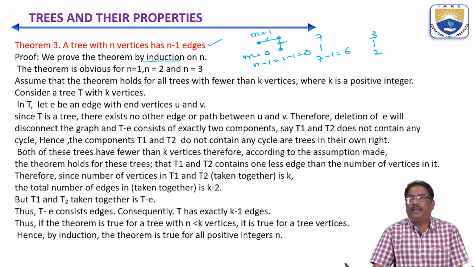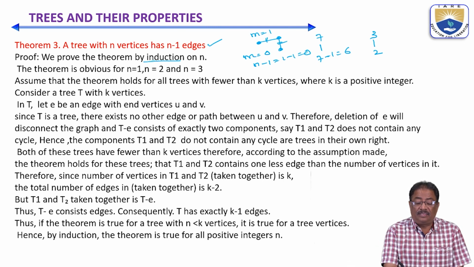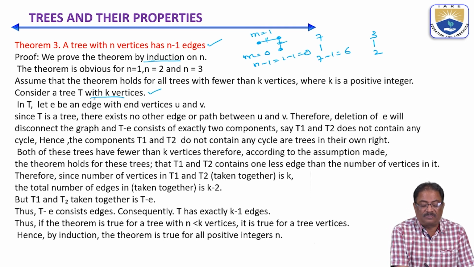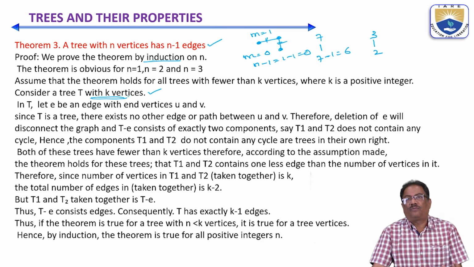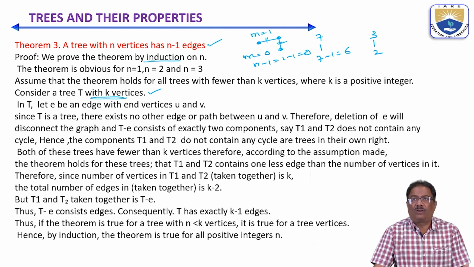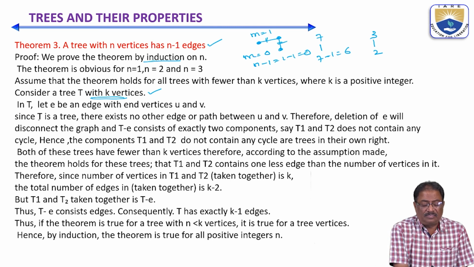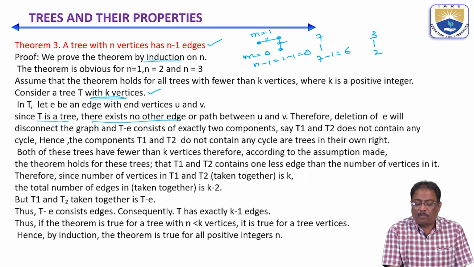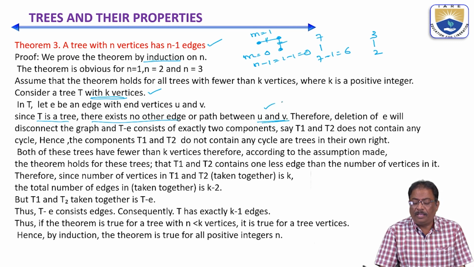Now by induction, we assume that this is true for a tree which has k vertices. So for that it is true. Now we are going to prove that it is also true for a tree which has k plus 1 vertices. Since a tree is a tree, there exists no other edge or path from u and v.